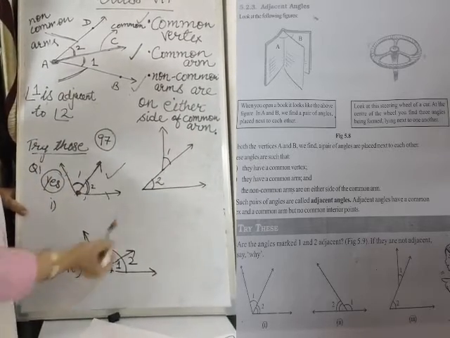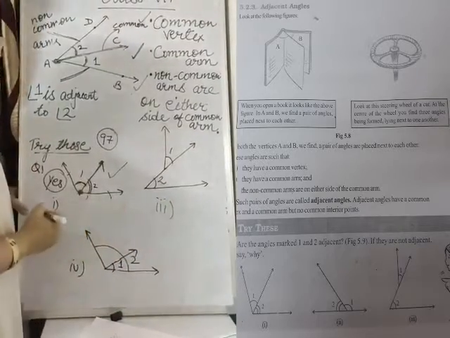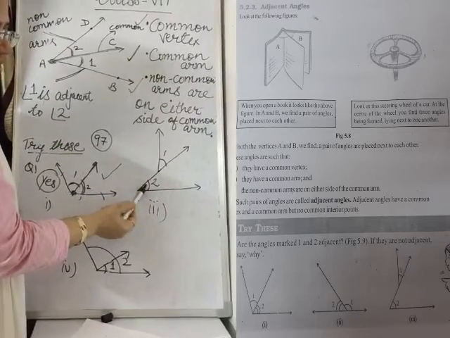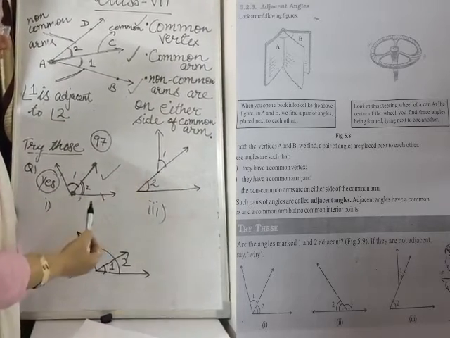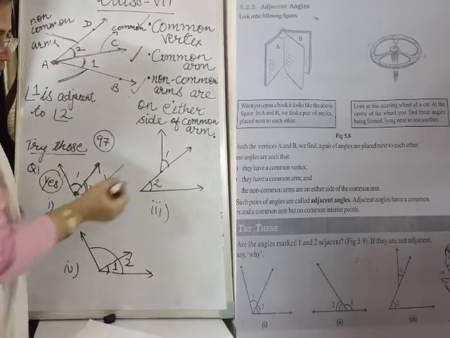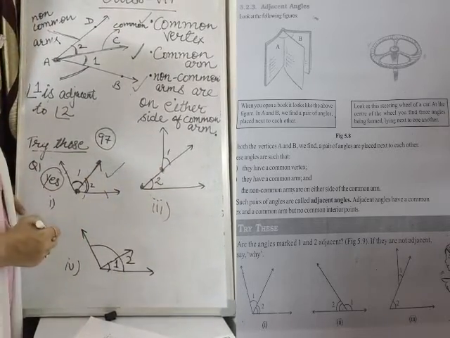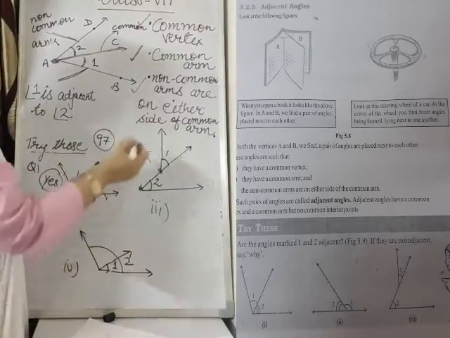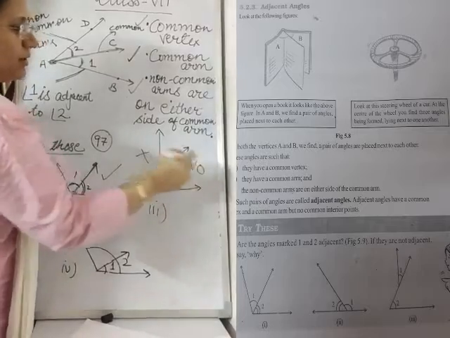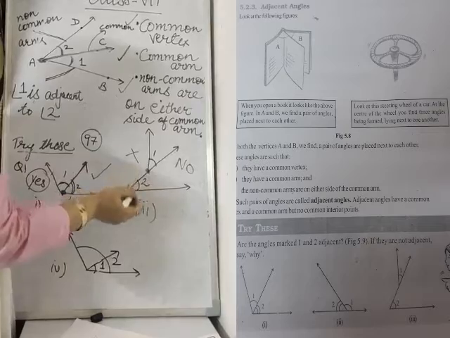Now come to the next part, the third part. In this you have to check whether angle 1 is adjacent to angle 2. First condition, common vertex. Is there a common vertex? See, angle 1 is here and angle 2 is at a different point. So they don't have a common vertex, as the first condition is not satisfied. So you will say no, angle 1 is not adjacent to angle 2. There is no common vertex.